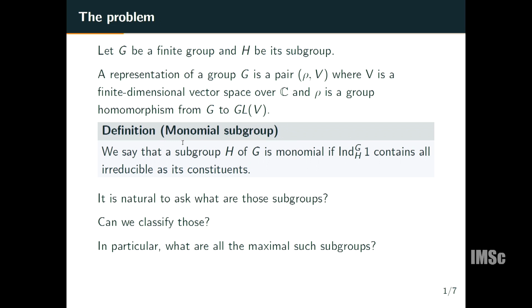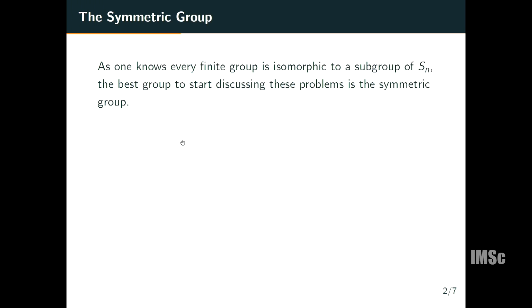One can easily notice that the last question actually answers the remaining two as well, just by the relation on the induction. So where to start? As we all know by Cayley's theorem, every finite group is isomorphic to a subgroup of the symmetric group S_n for some n. So it's very natural to start with the symmetric group.